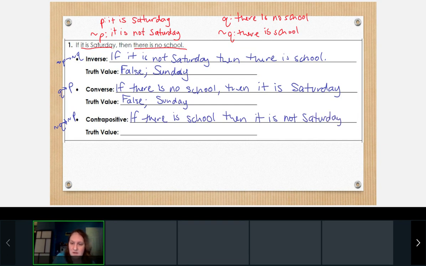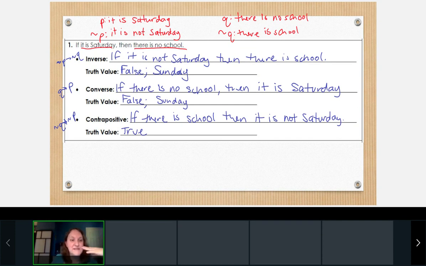Good job, Arwa. Very good. This one is true. Good job, Brianna. I hope I said that right. This one is true. If there's school, then it is not Saturday. It doesn't mean that it's also not Sunday. It just means that if we have school, then it is definitely not Saturday. And when it's true, you don't need a counterexample because there isn't one. Counterexamples are to prove something's false.